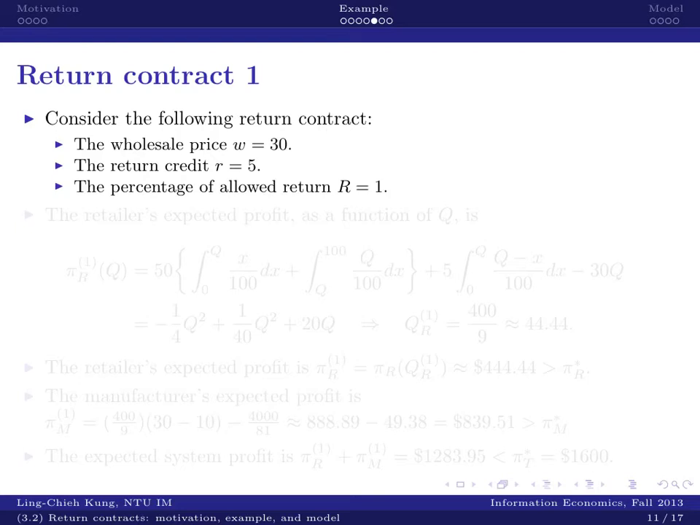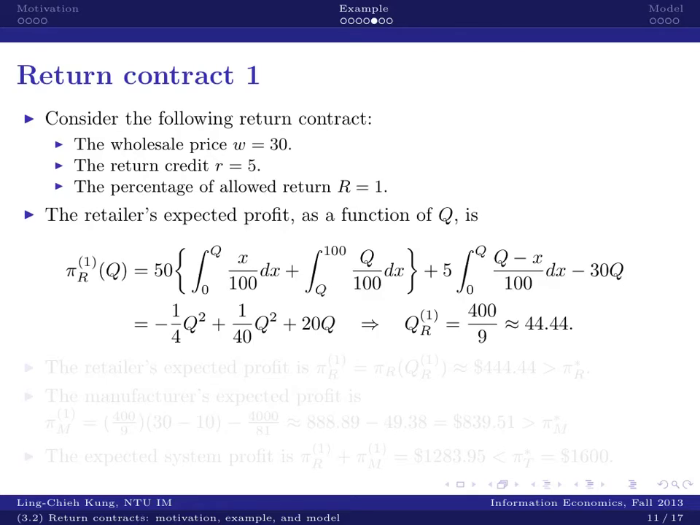When you see this, at first you may find this contract is definitely more generous than the previous wholesale contract, right? The only difference is that there is a return credit from 0 to 5, and the percentage of allowed return is 1. The manufacturer did not charge more. Instead, the manufacturer is offering return. So you may think the retailer would be happy, but the manufacturer would feel unhappy. Let's see whether this is true.